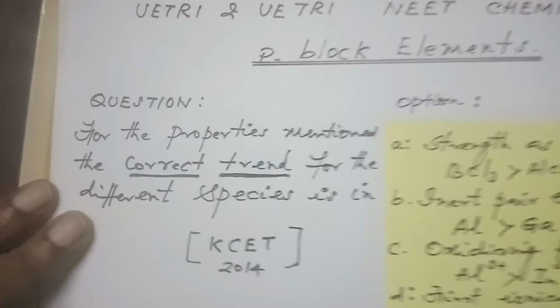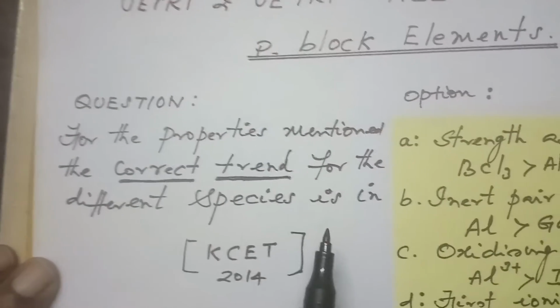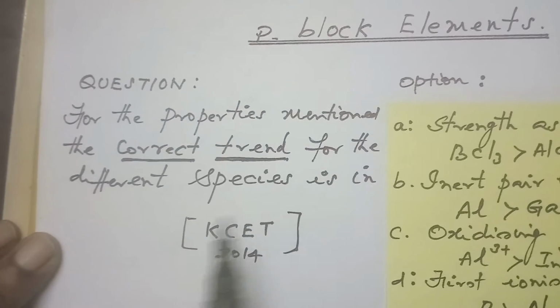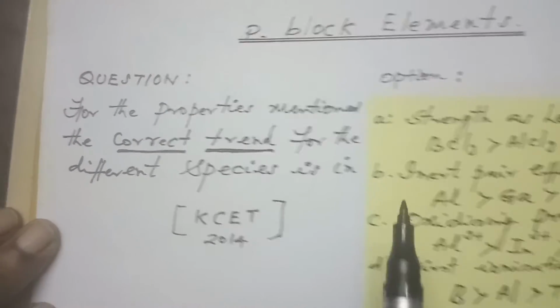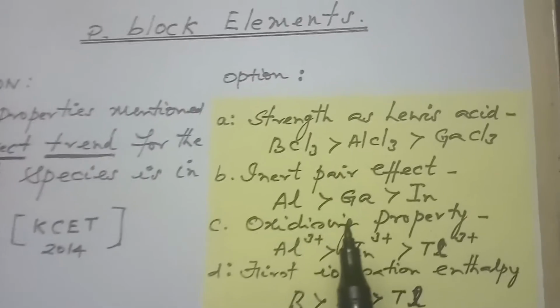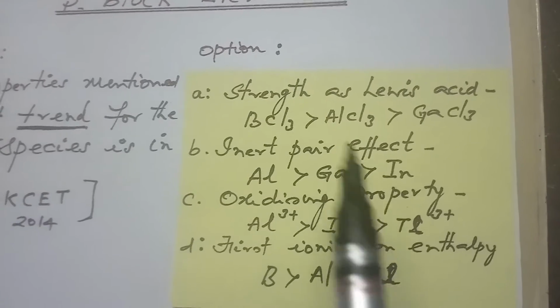Let us come to the question. For the properties mentioned, the correct trend for the different species is asked. We have to consider the correct trend. Let us see one by one.